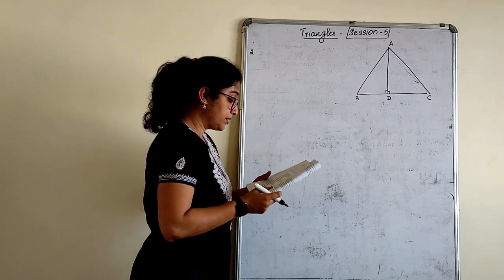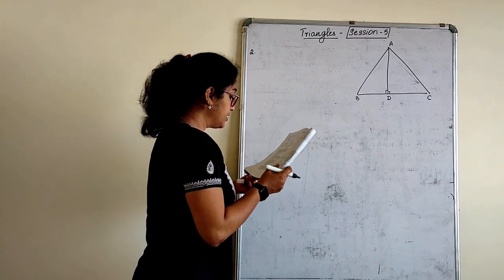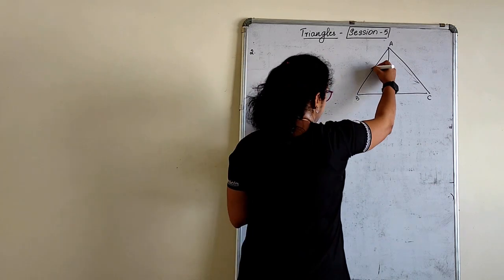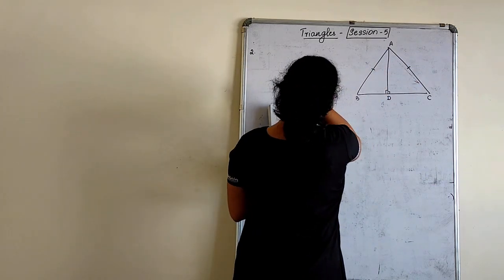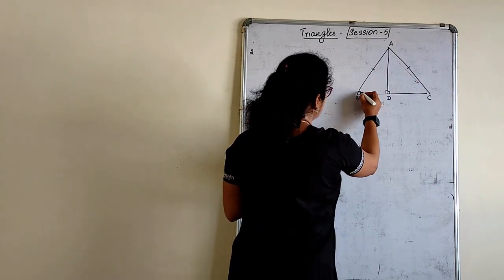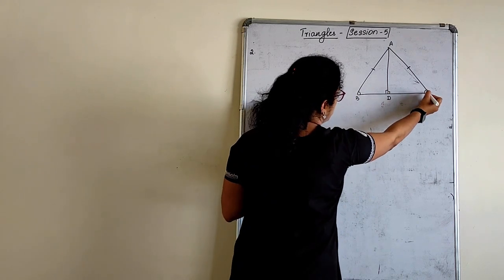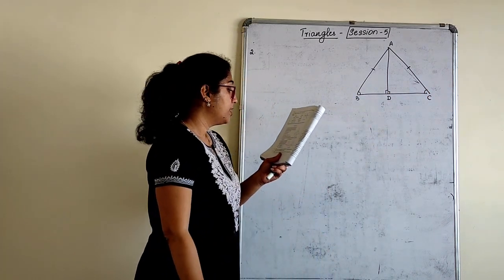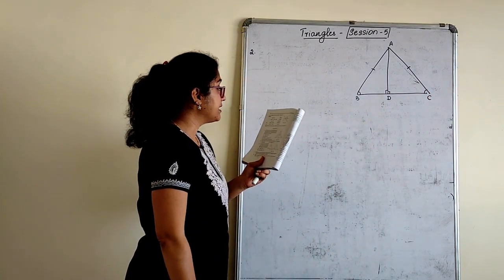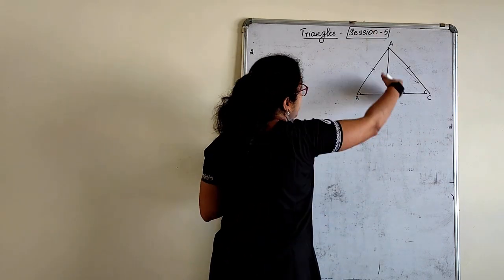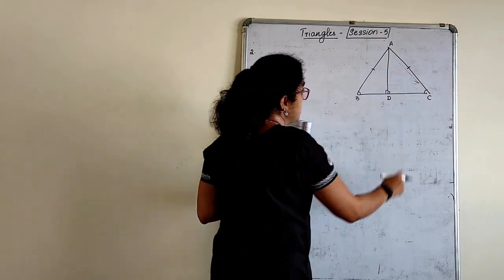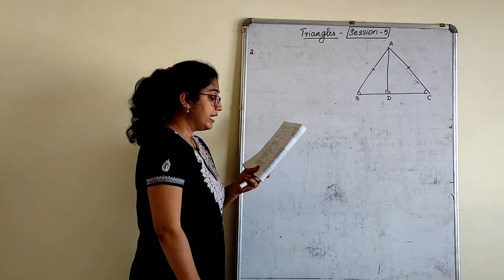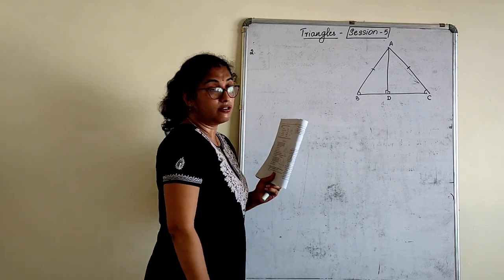Perpendicular bisector. AD is an altitude of an isosceles triangle ABC in which AB is equal to AC. So, understood that this angle is also equal to this angle, right? Show that AD bisects BC. We have to show AD is bisecting BC. That is, these two sides are equal. AD bisects angle A also.